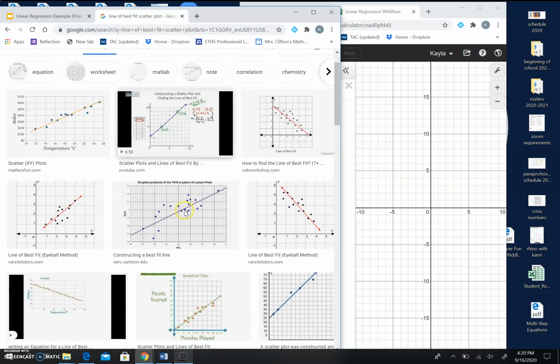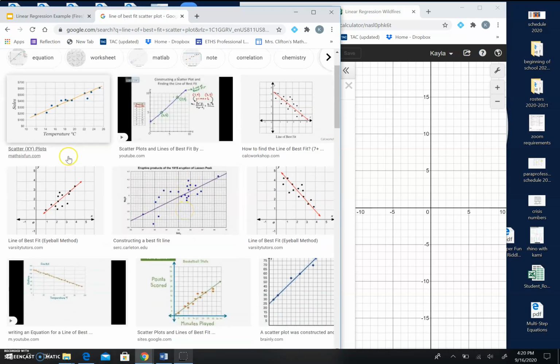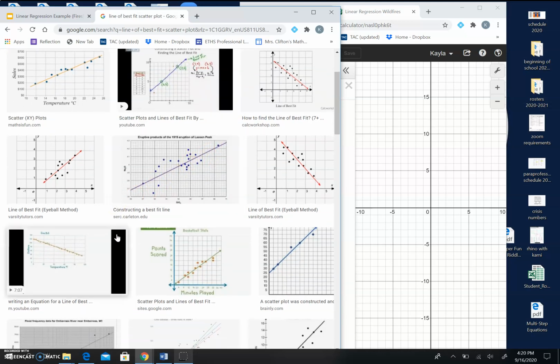So here's an example of what a line of best fit will look like. It will have lots of data, right? All those points are data points, and the line of best fit is the line that best fits the data. It goes through the most data.